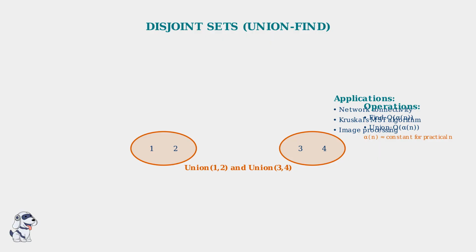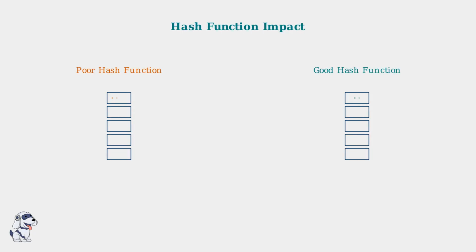These three data structures, heaps, hash tables, and disjoint sets, each solve different computational problems efficiently. Understanding their properties and time complexities is essential for choosing the right data structure for specific algorithmic challenges. Implementation choices can dramatically affect performance, even when algorithms have the same theoretical complexity.